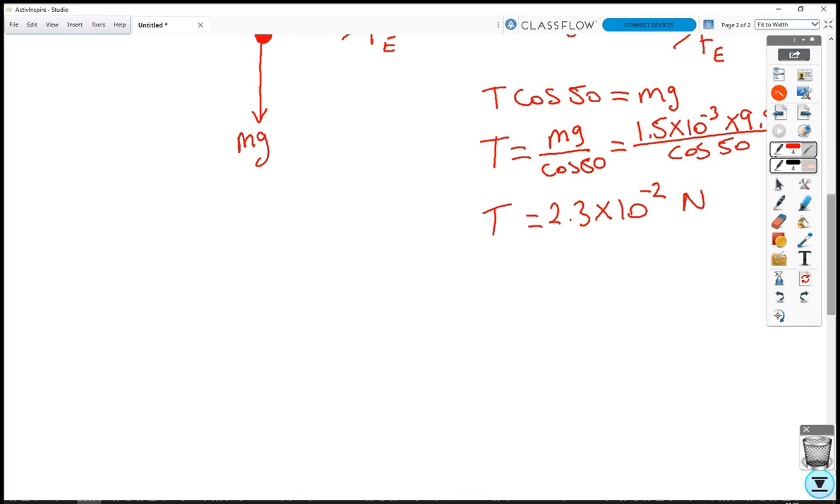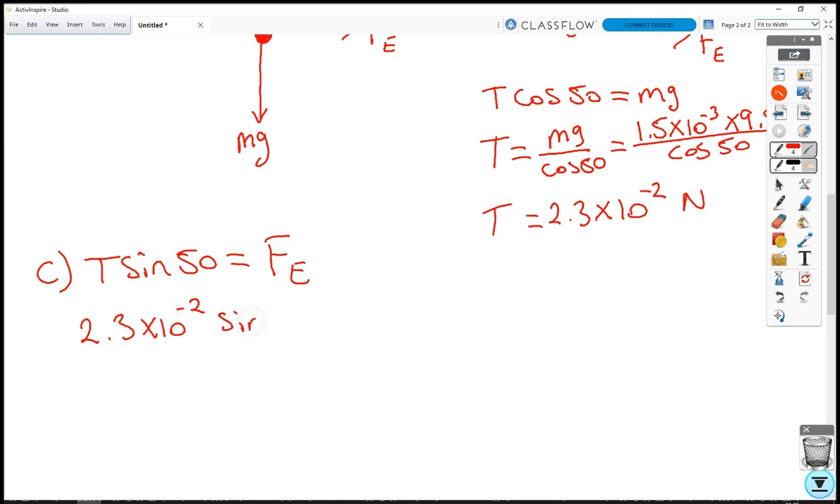So I'm going to opt to use sine. So we say that T sin 50 equals Fe. And we know that T is 2.3 times 10 to the minus 2 times sin 50 equals Fe. So Fe is equal to 1.8 times 10 to the minus 2 newtons.